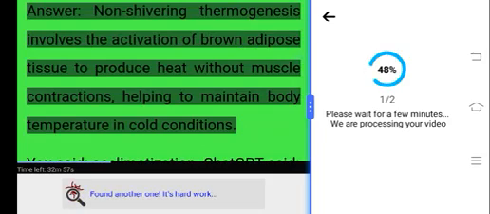Non-shivering thermogenesis involves the activation of brown adipose tissue to produce heat without muscle contractions, helping to maintain body temperature in cold conditions.